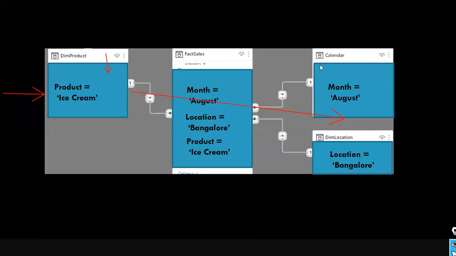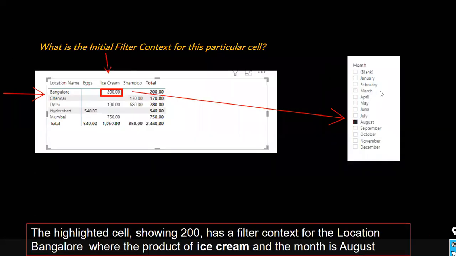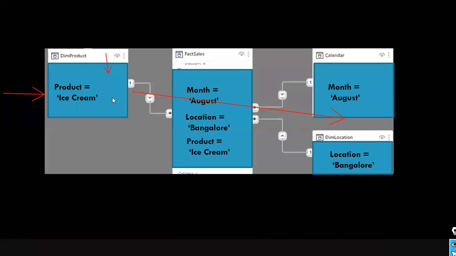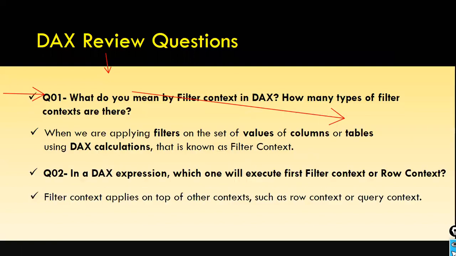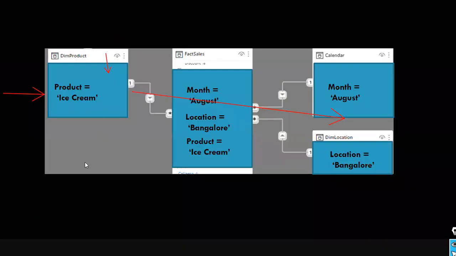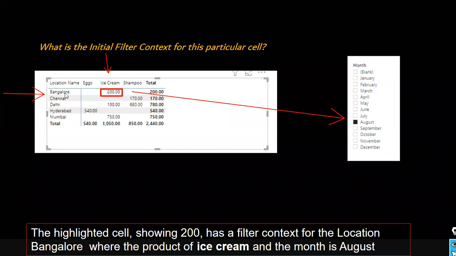Like I said, you have a product dimension and a calendar dimension, and then you have the location. In this diagram the location table is missing, so assume that you have another table called location here. The product table filters ice cream. When it goes to the first row in the visual, everything is happening in a matter of milliseconds, before display.